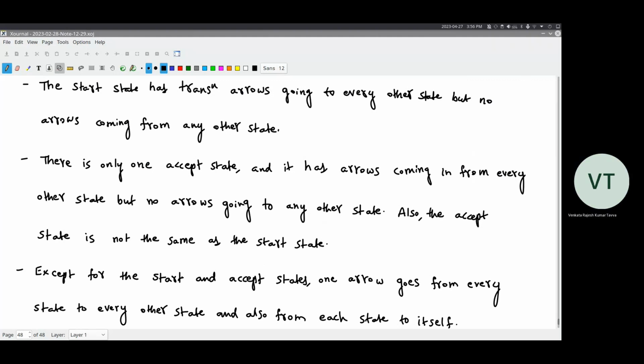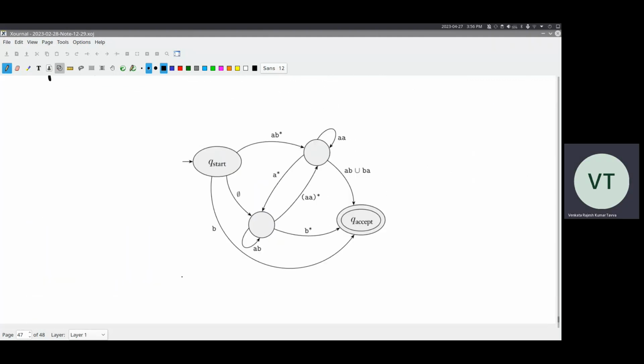That's all. So if you look at this diagram, it will also be the same. You have the start state, no incoming arrows, only outgoing arrows, and to every state, the intermediate states as well as the final state. And the final state, there is only one. It has incoming arrows from every state, this one, and also the start state. And these are intermediate states. They have outgoing arrows to other intermediate states and the accept state, and they also have self loops.